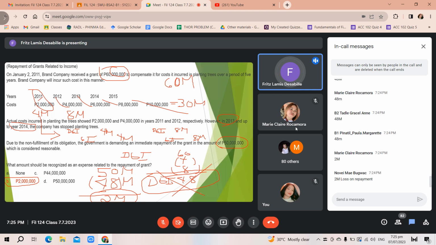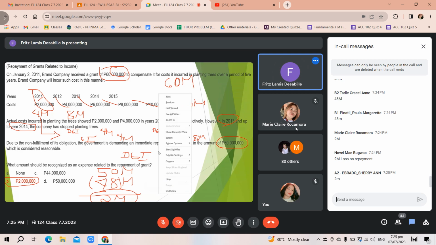Our journal entry for this one should be a debit to loss on repayment, 2 million. Debit to deferred grant income to write it off. Kay wala naman tayong i-deferred grant income kay gibalik na gani nato ang parte kay government. Credit cash, 50 million. Ana siya, guys. So that's our complete journal entry. Clear?